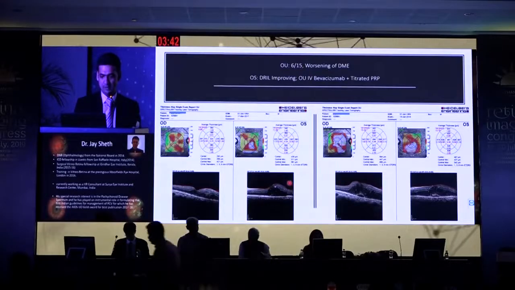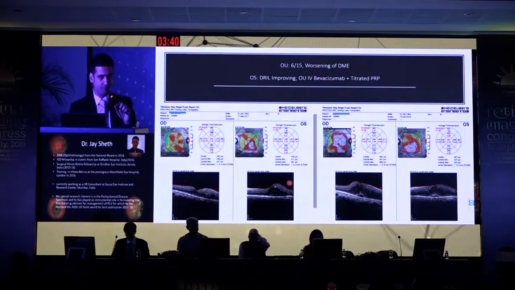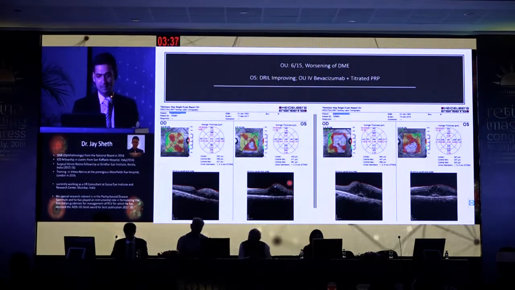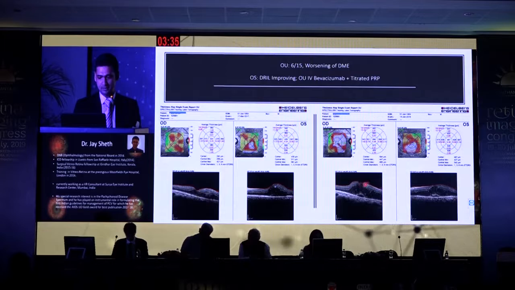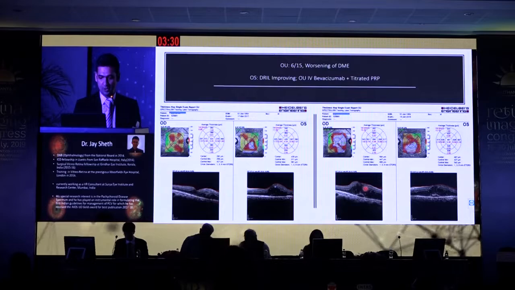So when he came back, he came with worsening of vision in both eyes. Visual acuity had dropped from 6/9 to 6/15. But on detailed evaluation of the OCT, I found that there was worsening of the diabetic macular edema. So this is the right eye at the current visit, but the DRIL had completely resolved in this location. So the drop in the visual acuity was because the edema had worsened. Even in the left eye, the DRIL that was present 10 months before in this area started resolving, but still the patient had a reduction in the visual acuity because of worsening of the DME.